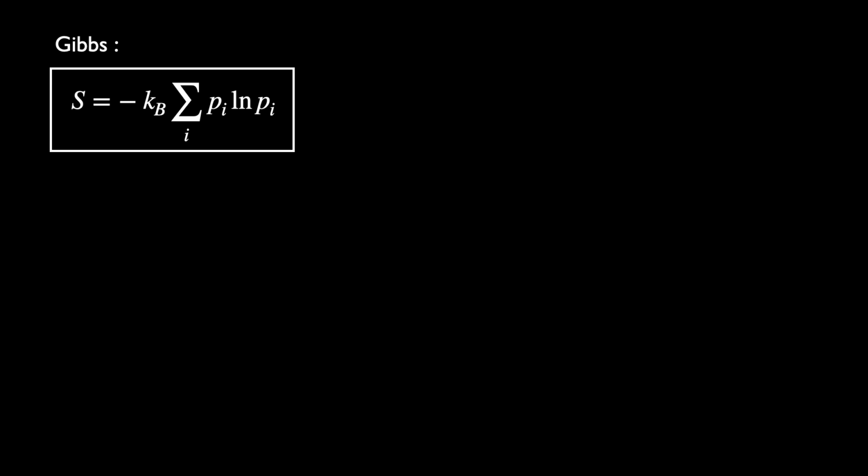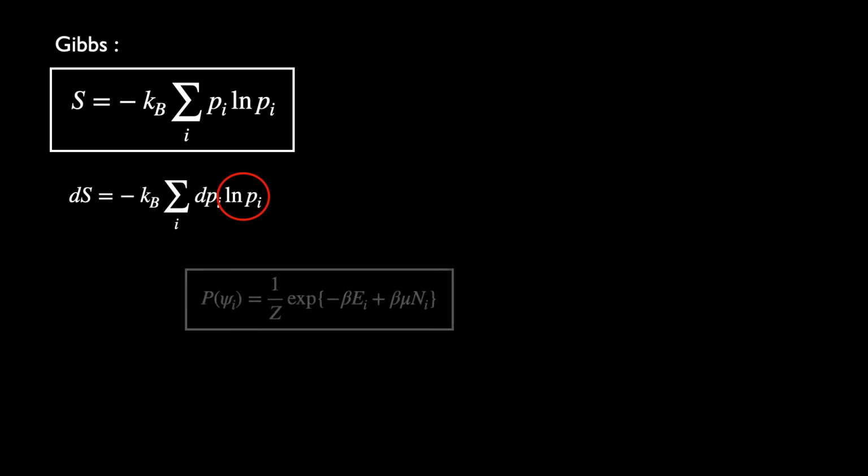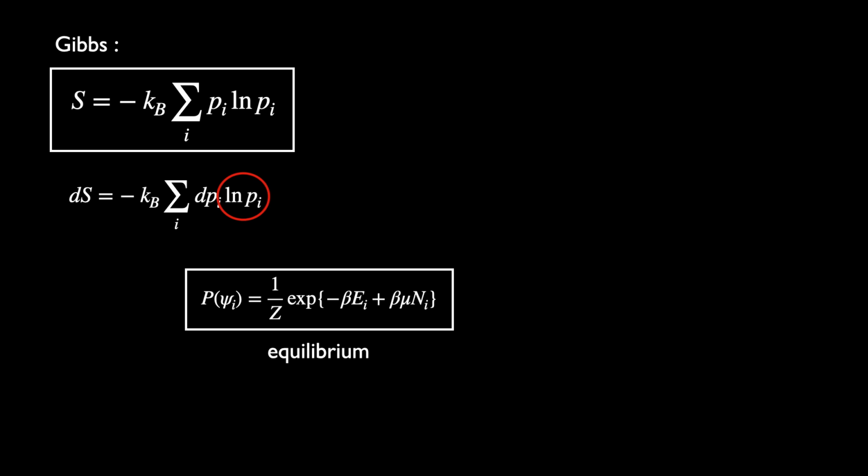Starting again with the Gibbs entropy, we use an identity derived earlier. The change in entropy equals minus k_B sum over i dP_i times log P_i. Log P_i is expanded further using the Boltzmann distribution for P_i. Thus the condition of thermal equilibrium is introduced.